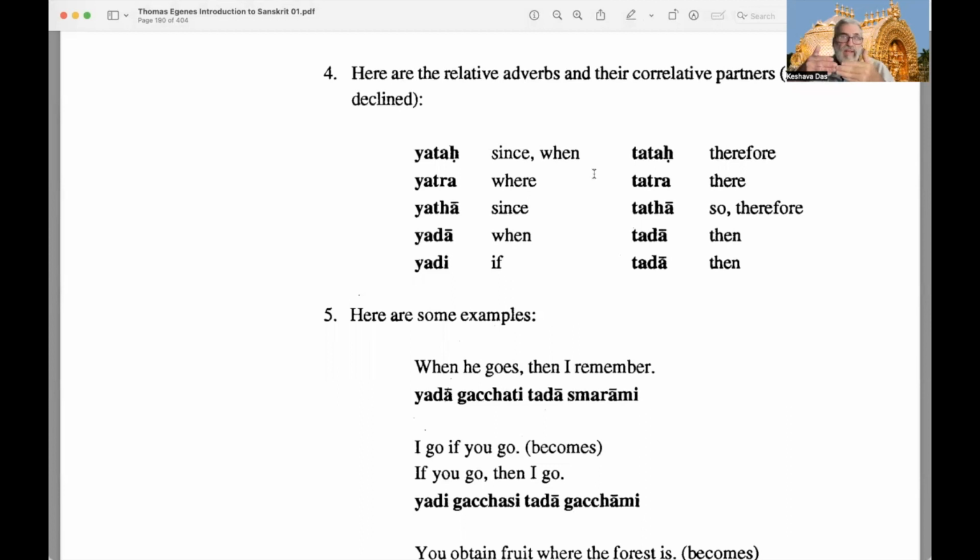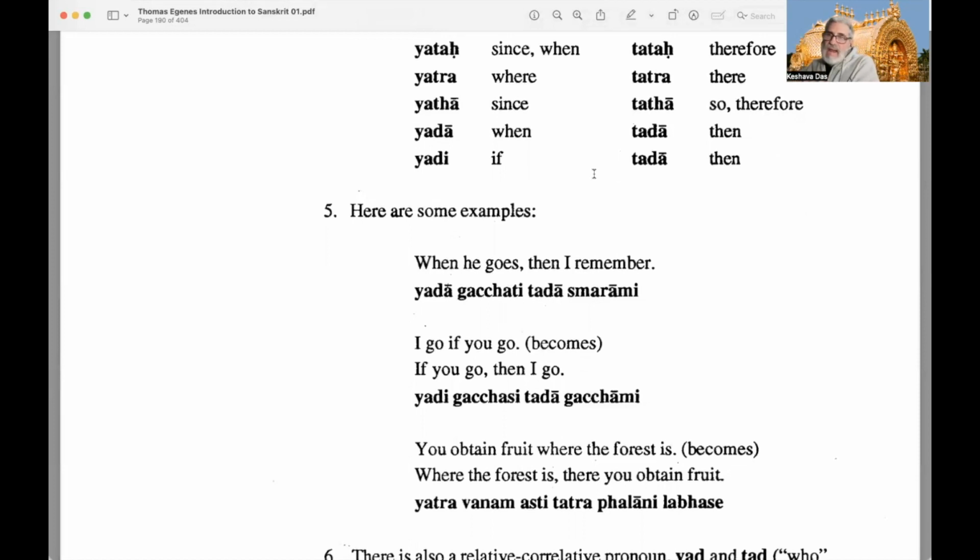Now we might have to do sandhi with the next word. That's another thing. So yataha, tataha. Yataha means when or since. Tataha means therefore. Since this, therefore that. Yatra, where, tatra, there. Those were the ones he used in the above example, where and there. Yata and tata, since such and such, so such and such, or therefore that. Yada, tada, as in the Bhagavad Gita, yada hi dharmasya glanih. So yada, when, and tada, then. So when this happens, then that happens.